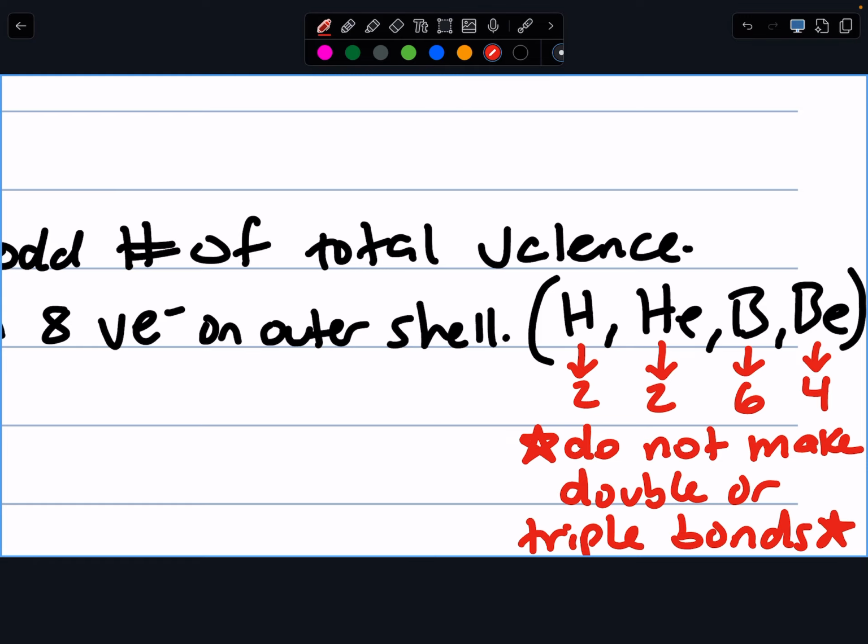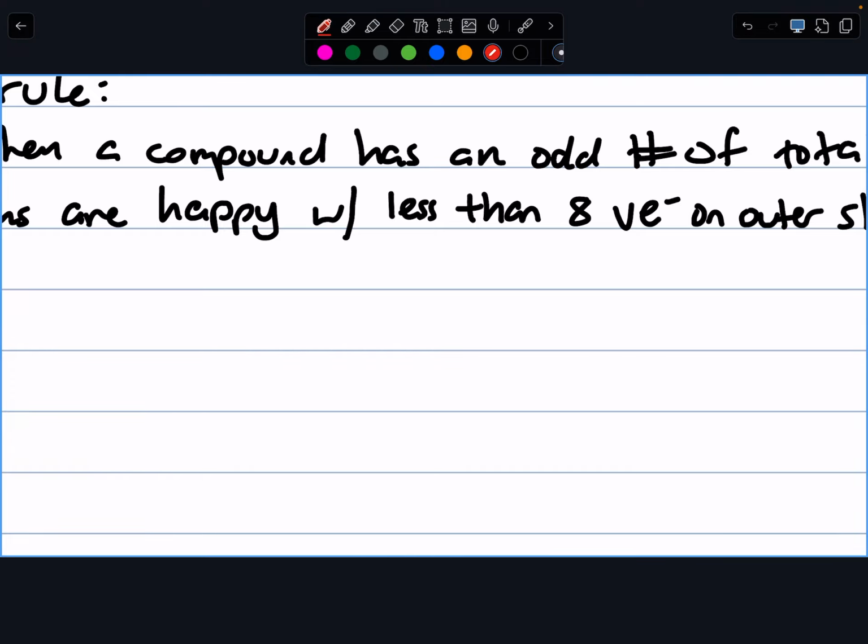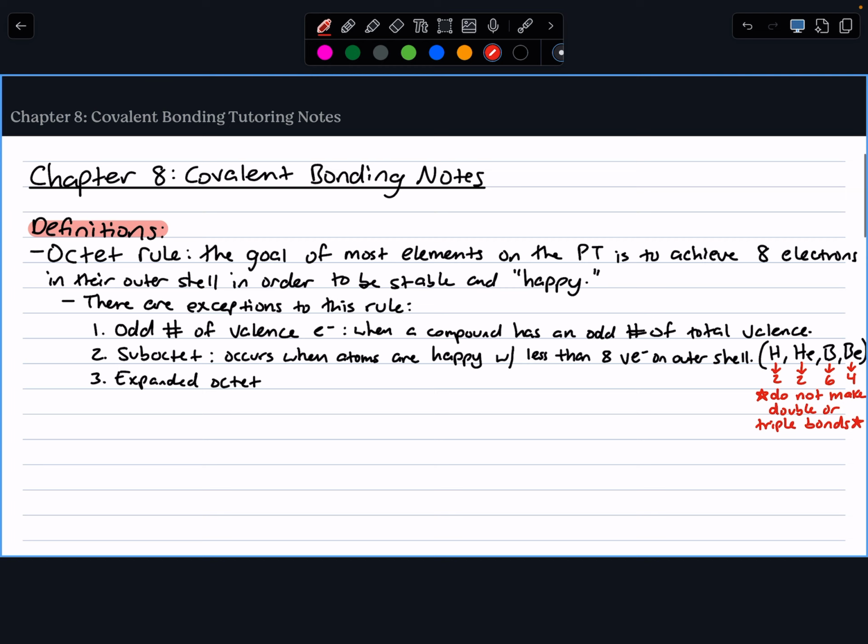So if you're done with your Lewis dot structure, right, and you see that at the end, one of them is not happy, the central is not happy, don't make any double or triple bonds. Leave it the way it is. Does that make sense, or should I give an example?